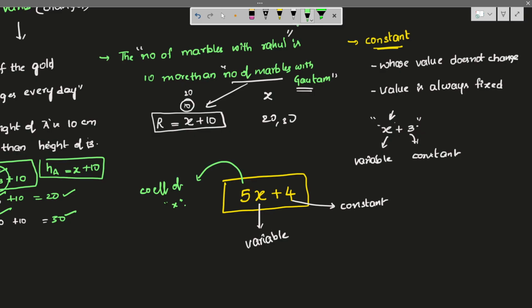Now we'll discuss what is a monomial, what is a binomial and trinomial, etc. Now that you have some clarity on what is a variable and what is a constant: a variable is something which changes depending upon the condition, and a constant is independent of the condition. No matter what the condition is, a constant value is always fixed.